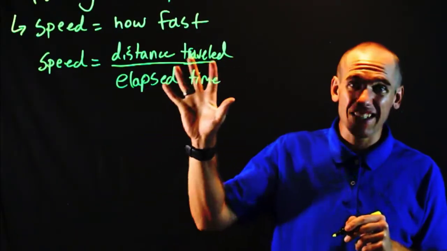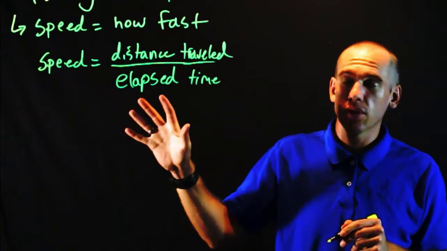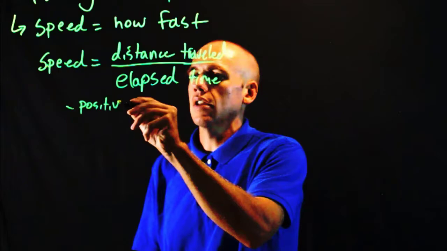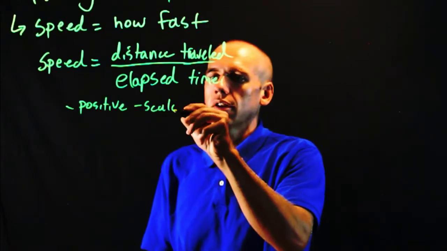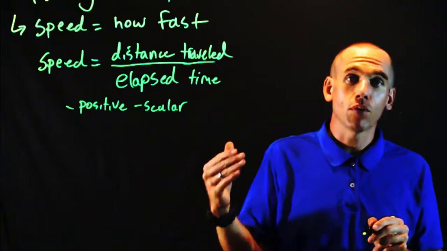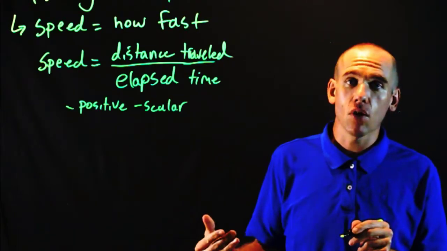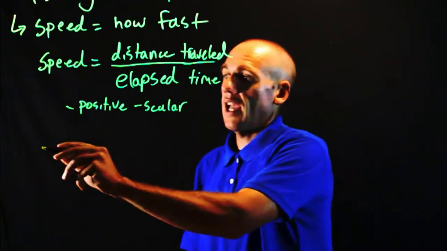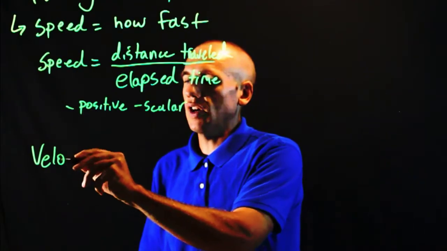Now, speed is a scalar quantity. It does not include a direction. It's always positive, and it's a scalar. Okay? However, in physics, we also need to know about direction. It's not good enough to just know how fast something's moving. We also need to know which direction it's moving. And so we introduced the concept of velocity.